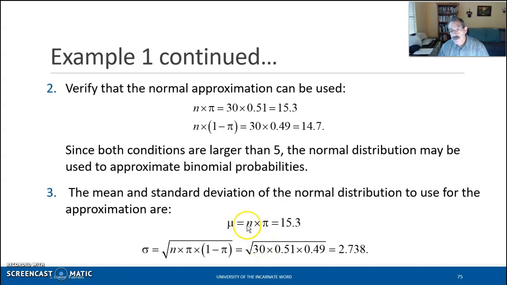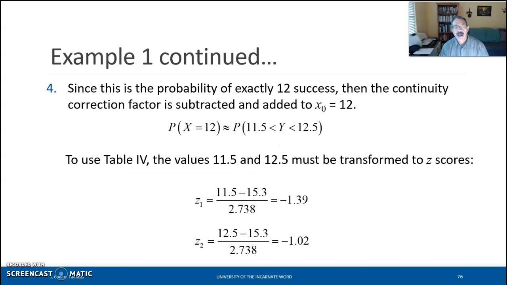So the mean is the number of trials times the probability of success, that's 15.3, and the standard deviation is the square root of the product of the number of trials, the probability of success, and the probability of failure, and that's 2.738. So now in step 4, we need to figure out how we're going to use the continuity correction factor. Here, we are looking at the probability of exactly 12 successes. So to approximate the probability of exactly 12 successes, we need to find the probability, with the normal distribution, that the random variable is between 11.5 and 12.5.